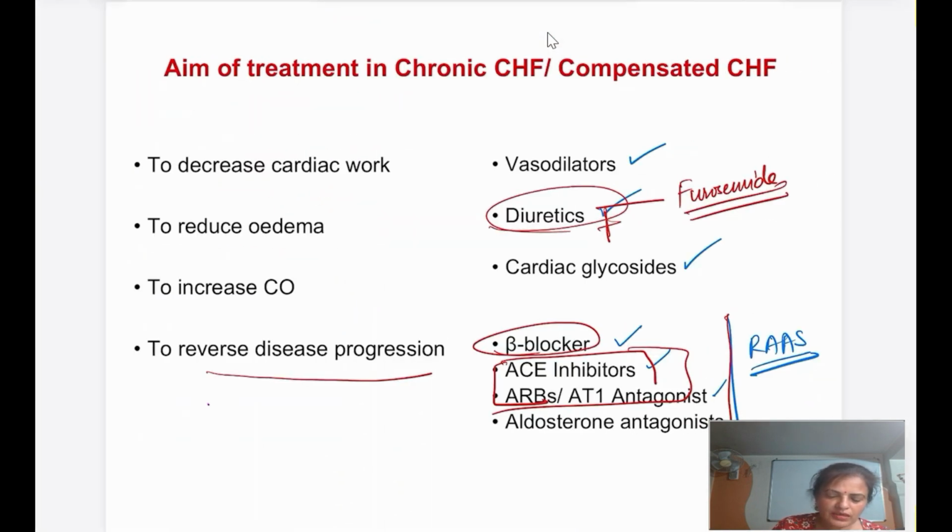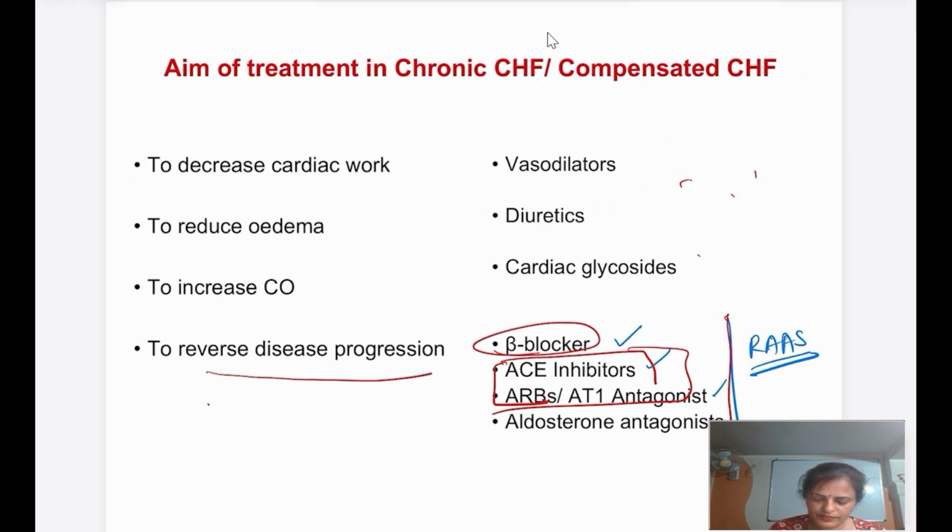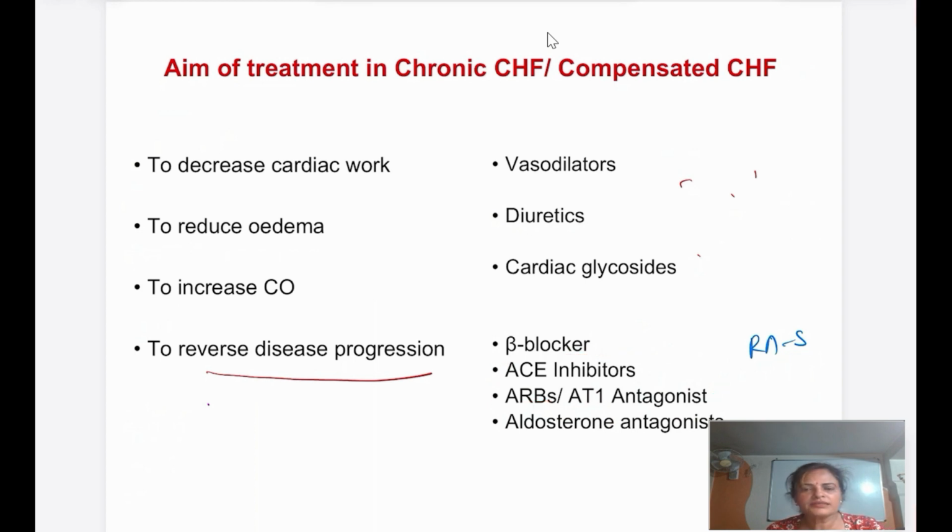Then coming to the cardiac glycosides. This I will be taking in the next lecture. I will start with the cardiac glycosides, what their mechanism of action is and how they act. So I will be covering it in my next video.